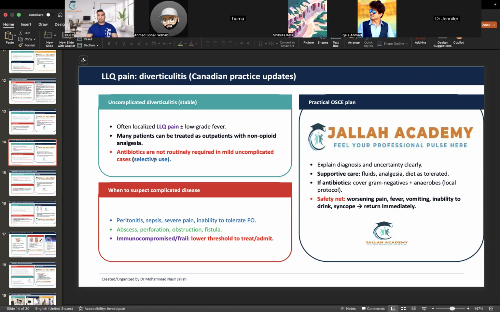This patient is supposed to be discharged. So what antibiotic are you going to choose? Amoxicillin, right? Let's say he is allergic to that. What is your next best option? Trimethoprim-sulfamethoxazole plus metronidazole. Good, but the patient is allergic to sulfa. So my next option is ciprofloxacin plus metronidazole. Thank you very much, and you get 20 out of 20. Safety net: worsening pain, fever, vomiting, inability to drink, syncope, return immediately.